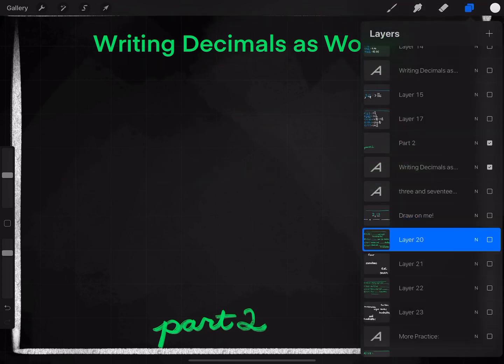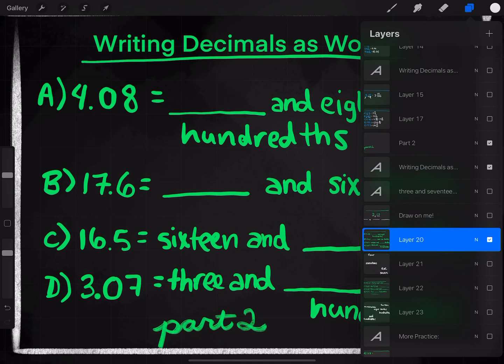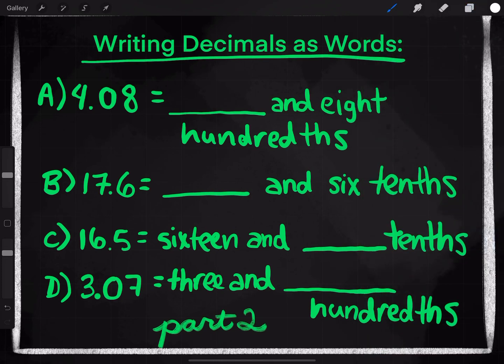All right, so we have a bunch of practice with this. So for the first part, you're just going to fill in the missing number or the missing word. So like for part A, 4.08. So you're going to fill in blank and 8 hundredths. What number goes in there? So go ahead and try these. What goes in the blank?